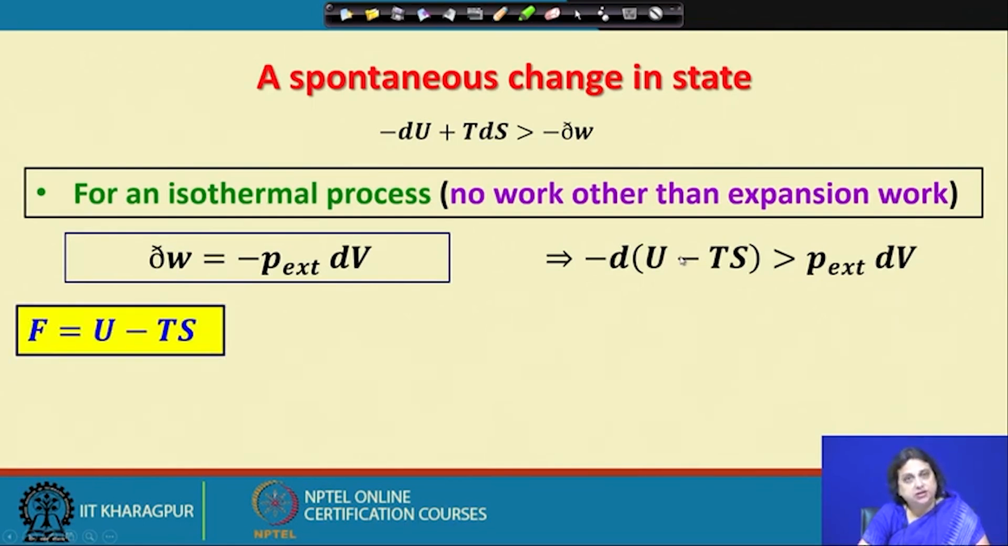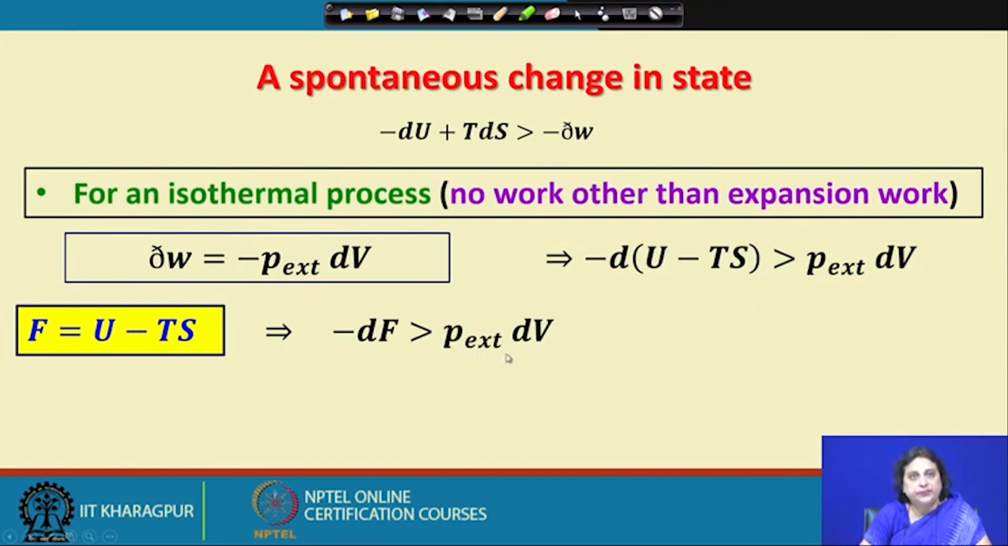But we already know this U minus TS. What is U? U is the internal energy of the system. What is T? T is the temperature at which the system is maintaining equilibrium with the thermostat, and S is the entropy of the system, and F is given by U minus TS. And therefore, it follows that for a spontaneous change in state to occur, minus dF must be greater than P external into dV.